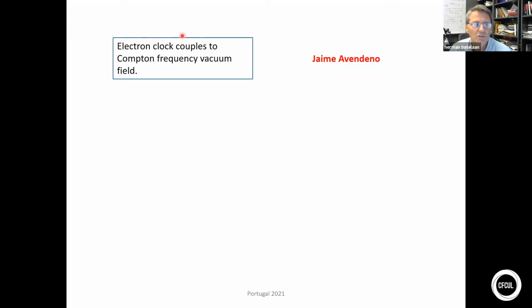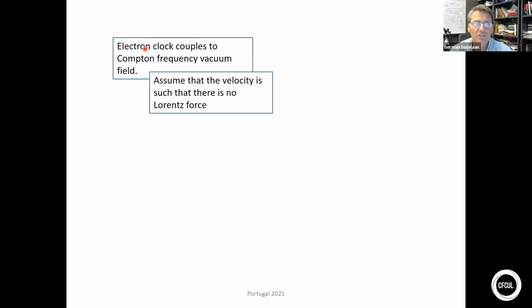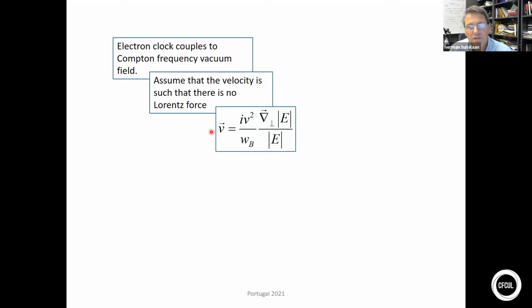The electron clock couples to the Compton frequency vacuum field. So you have a Compton frequency shaking charged particle that is interacting classically with the electromagnetic field. You assume that the velocity is such that there is no Lorentz force. This is the basic assumption of the entire thing. Then after a couple of pages of analytics you arrive at this particular guiding equation, where V is the velocity of the electron and E is the E field of the vacuum field.